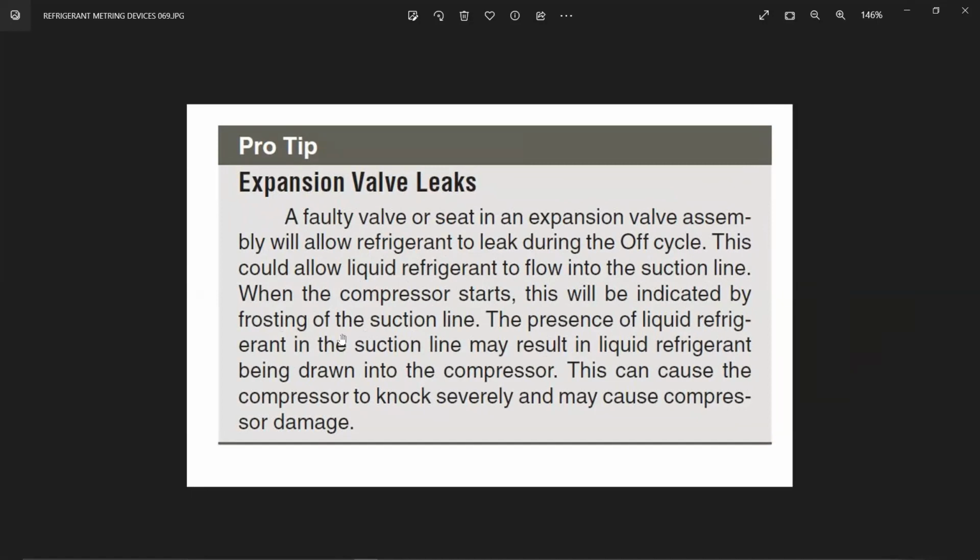The presence of liquid refrigerant in the suction line may result in liquid refrigerant being drawn into the compressor. Directly, you will get liquid. This can cause the compressor to knock severely and may cause compressor damage. So that's why expansion valve leaks are very, very dangerous.